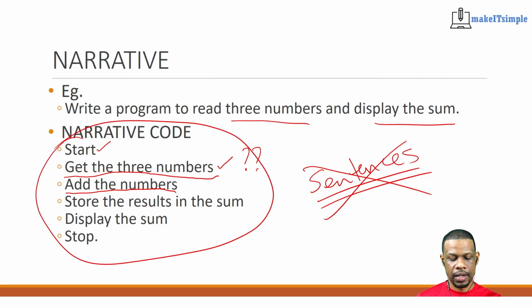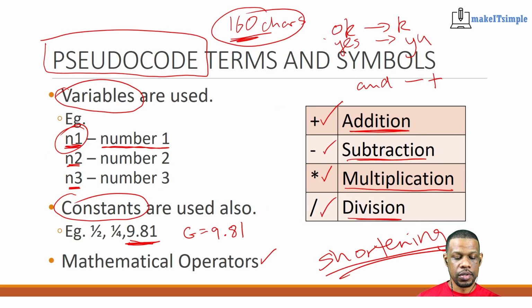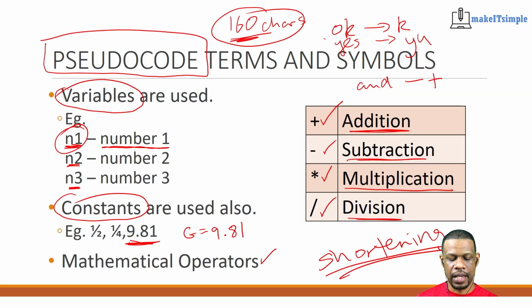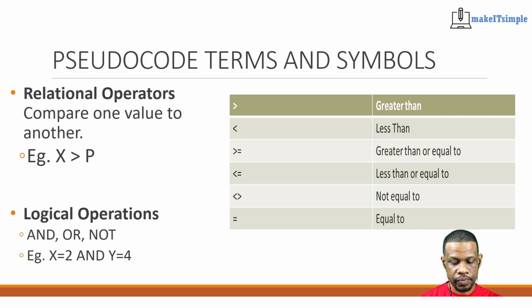So look at this here, narrative. This is a very long statement for a computer. To us, it seems short. So when we say get the 3 numbers, it has to be a lot easier than that for a computer. That's what pseudocode is about. So to go from narrative to pseudocode, you need to understand that there are certain symbols and certain terms that you have to use. So those are some symbols.